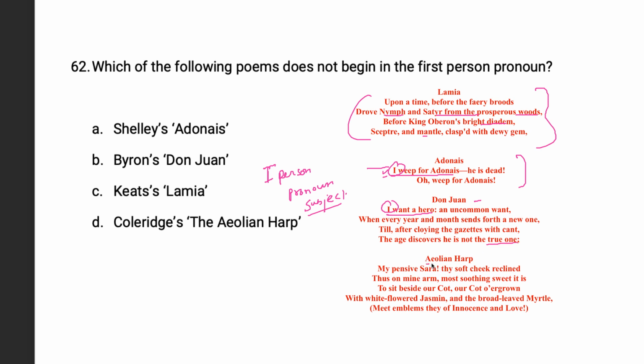Similarly, Evelyn harp, it starts with my. My is also first person pronoun possessive case. My pensive Sarah, thy soft cheek recline, thus on mine arm, most soothing, sweet it is.